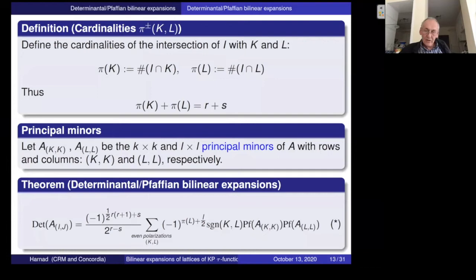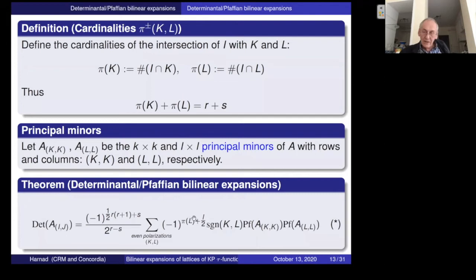Today we're going to be seeing something much more general. We'll see that this is just a very particular degenerate case of a much more general identity of this nature. But before I can write this down, I have to define everything. So there's some numbers clear, 2 to the power R minus S in the denominator, and the rest is all signs. So I have to define what I mean by the sign of the polarization, K L, and here's a minus 1 to some integer, and I have to say what that means.